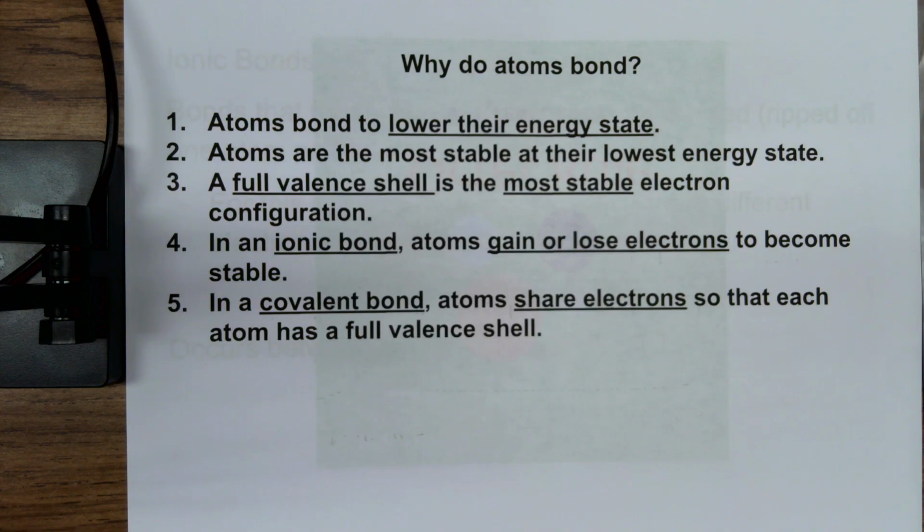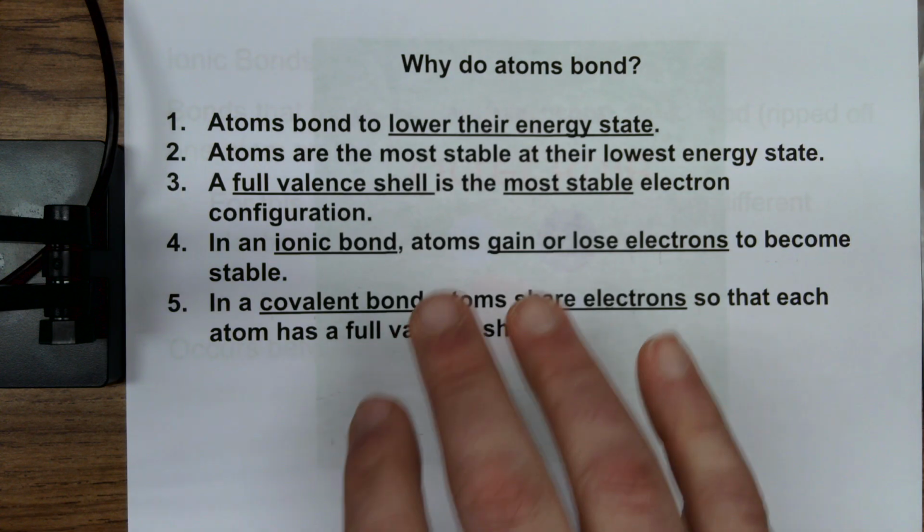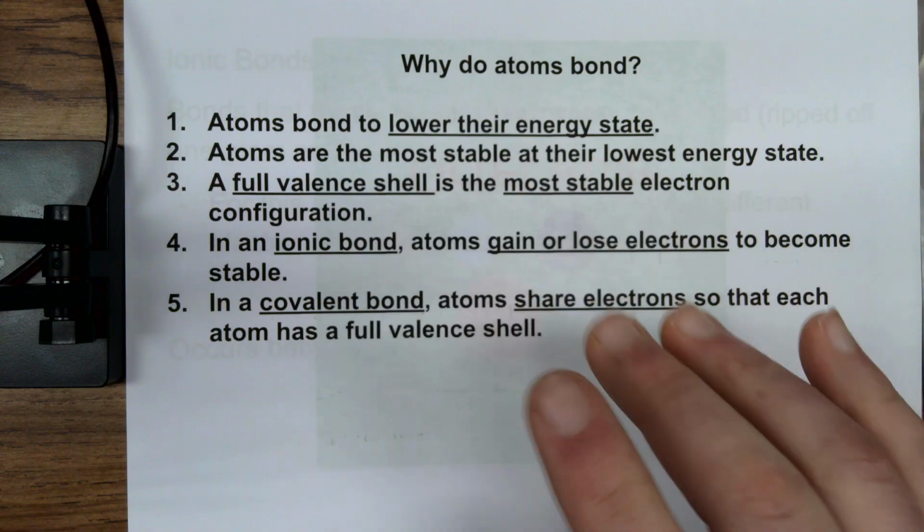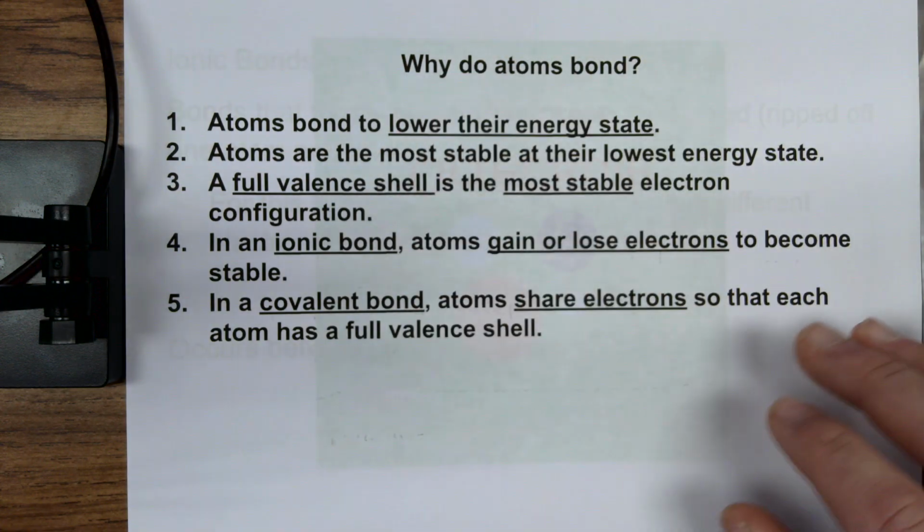And what should be reviewed for you, number 4 and 5 here, in ionic bonds, atoms are going to either gain or lose electrons to become more stable, while covalent bonds, the atoms are going to share those electrons to become more stable. So, like I said, not something you have to write down. This is kind of more just something here to kind of help drive what we're going to be talking about.